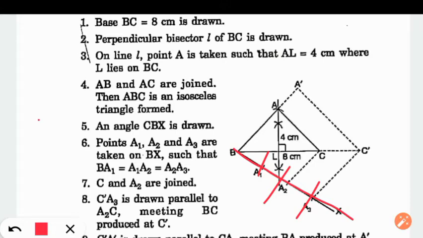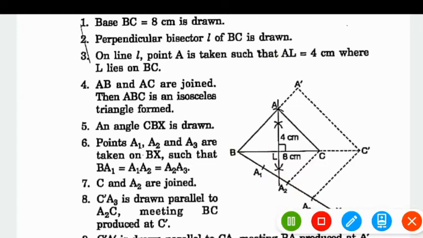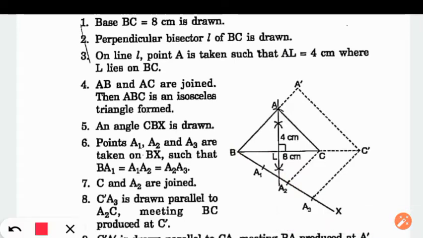Suppose we have a scale factor of 7 by 5, so which one is greater? 7 is greater, then we have to divide BX into 7 equal parts. Done. So BX is divided into 3 equal parts. How?